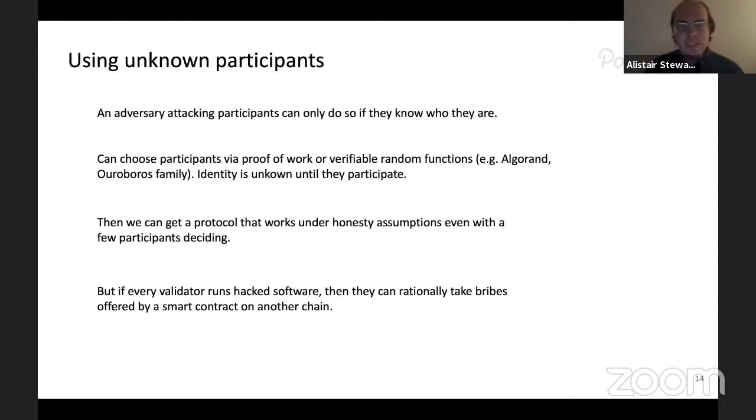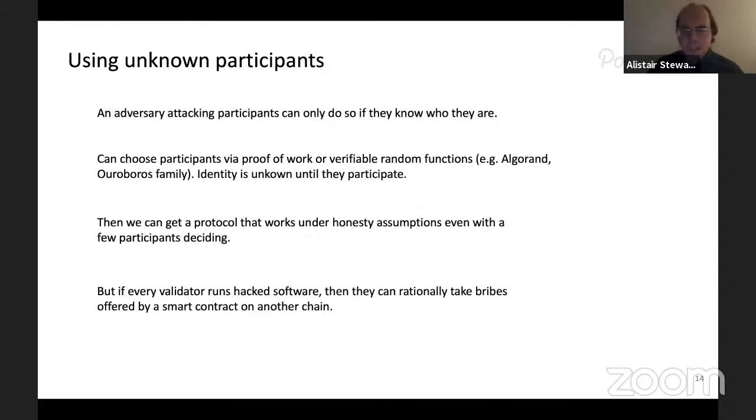So let me look. How are we going to make this work? How are we going to have the attacker not know? Basically, we want to use participants that are not publicly known. If participants are publicly known, they can be attacked. If we can choose them in a way the public doesn't know, and proof of work already does this quite nicely. We don't know which miner, it's random which miner ends up producing the next block. So attacking miners is going to be really hard.